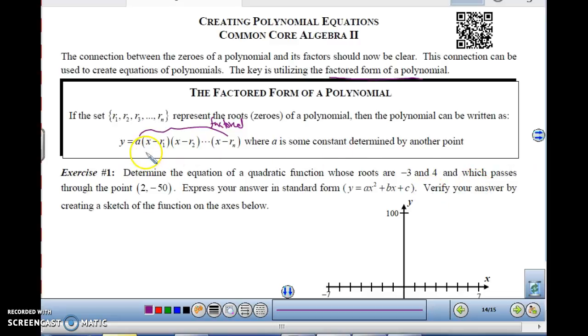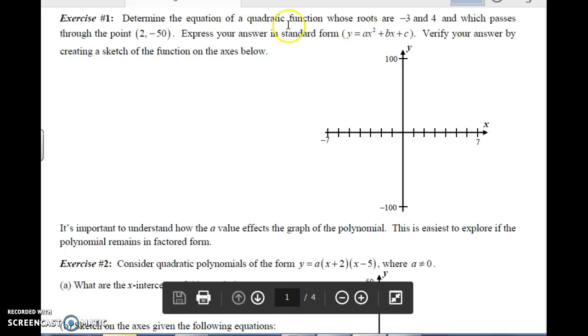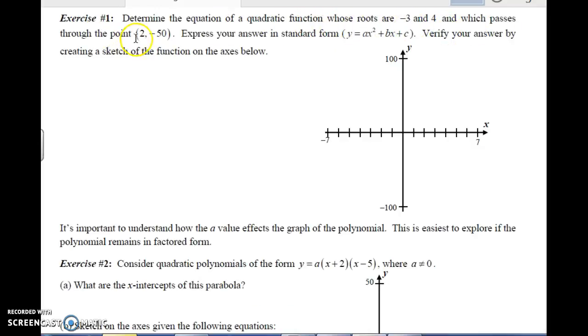So let's use the factored form of a polynomial and work backwards. Okay, let's try the first exercise. Determine the equation of a quadratic function whose roots are -3 and 4, and which passes through the point (2, -50). Express your answer in standard form, y equals ax squared plus bx plus c. Verify your answer by creating a sketch of the function on the axes below.